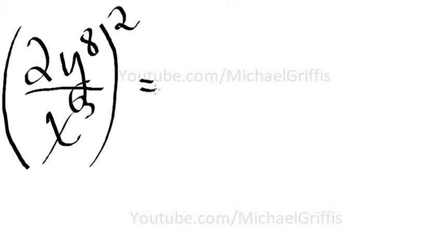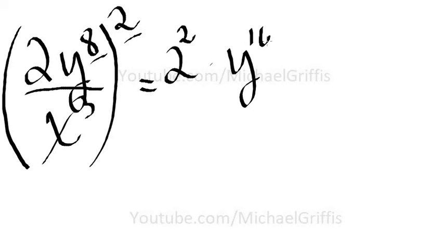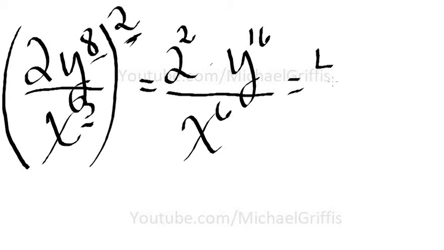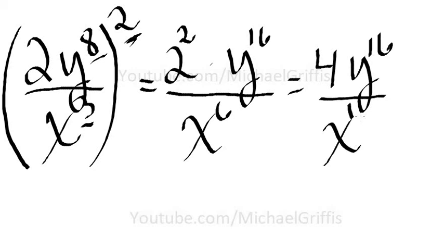So we have 2 raised to the second power times y. Now remember, we multiply those two together, so that becomes 16. Then down here in the bottom we have this 3, multiplied by the 2, so this becomes x to the 6th power. And really the only thing we can do here is that 2 squared is 4. So we have 4y to the 16th over x to the 6th power.